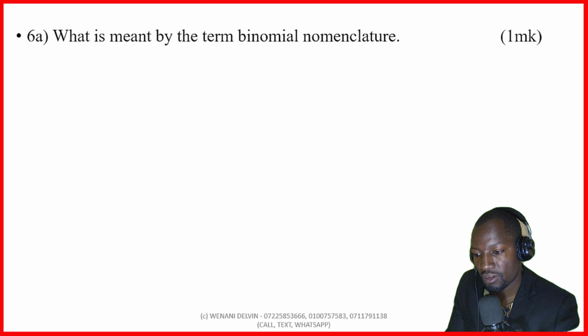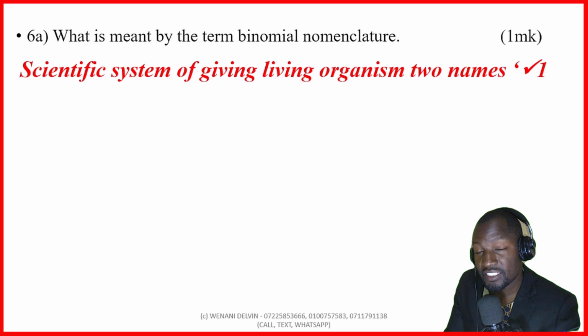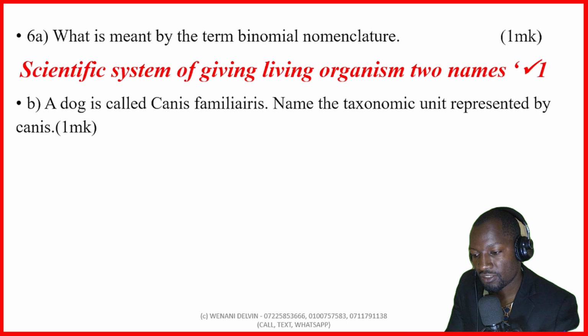What is meant by the term binomial nomenclature? This is a scientific system of giving living organisms two names. That is, one is the generic name and the other one is the specific name. A dog is called Canis familiaris.